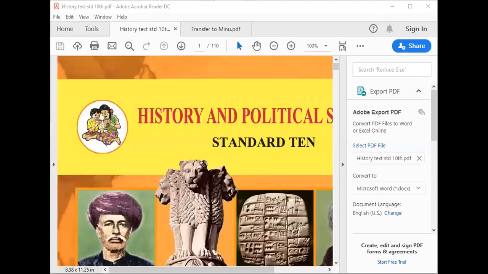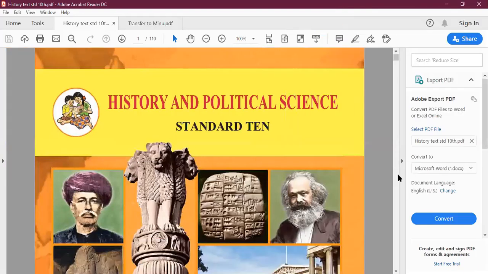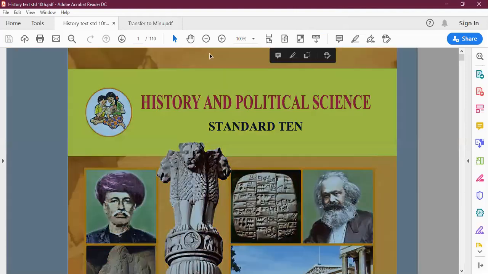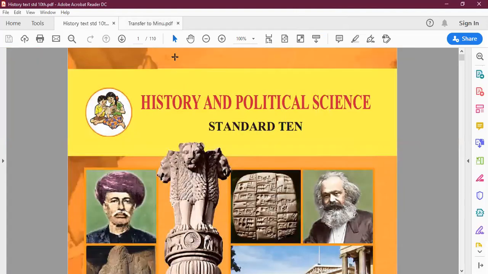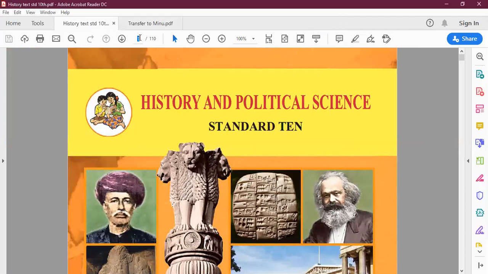This is how our history and political science book looks. Let us now see what the contents are and what the board paper pattern is. Okay, let's first go to the contents.